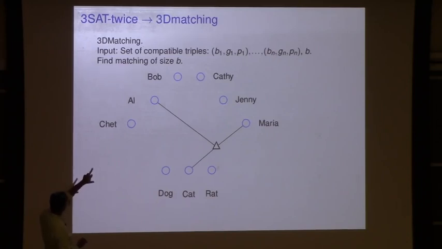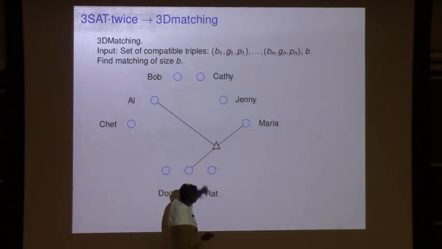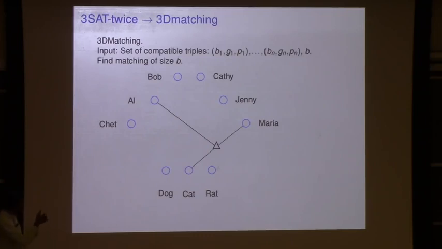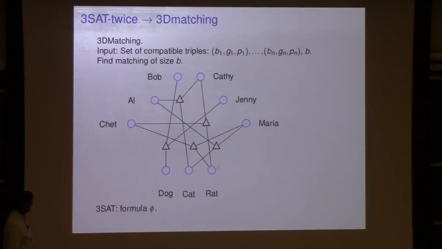Okay, so there's Bob, Al, and Chet. Now a triple, I'm going to denote with this triangle. This triangle says Maria is okay with Al, and they're both okay with the cat. Is that clear? And we could have a bunch more. There's a triangle that connects Al and Kathy and the cat. So Al and Kathy would be happy together with a cat. It has a lot of applications, but this is a silly one.